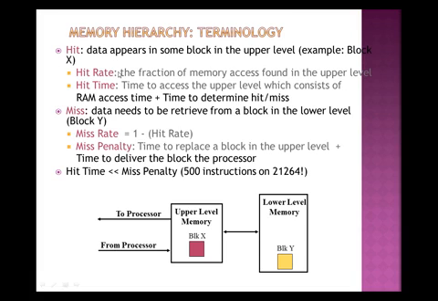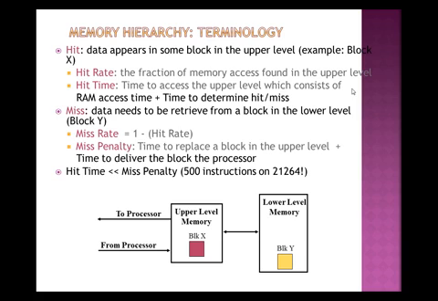Hit rate. Now, what is the hit rate and what is the hit time? The hit rate is the fraction of memory accesses found in the upper level. That is the rate by which the data is fetched from the upper level, that is known as the hit rate. Next is your hit time. That is the time taken to access the upper level, which consists of the RAM access time plus the time to determine hit or miss.